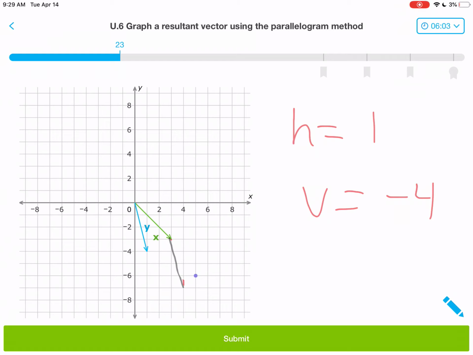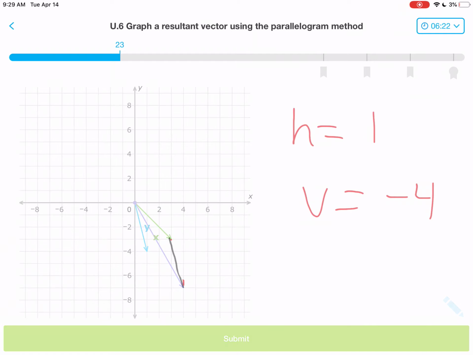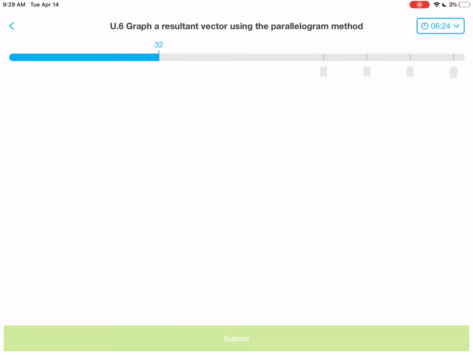Okay, so now I'm ready to do my vector. My initial point is the same, so I'm going to drag that initial point to the same as vectors X and Y, and my terminal point is going to be where the corner would be if I drew my parallelogram. So that's that point down there, and that's going to be my resultant vector. And that's it. That's all there is to it.